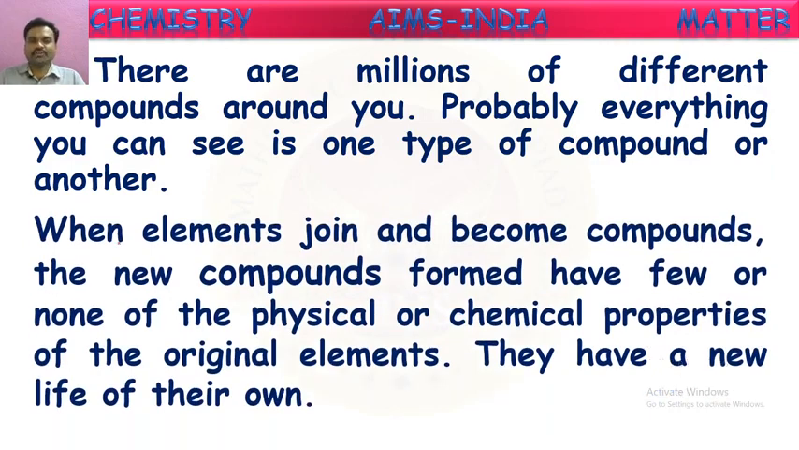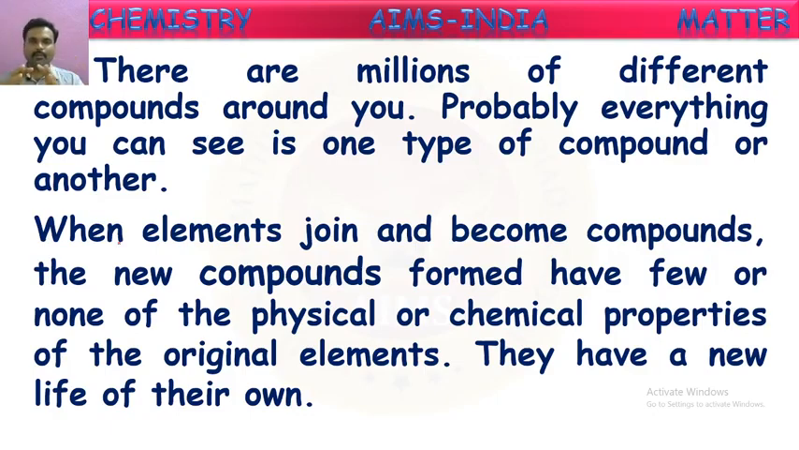When elements join and become compounds, the new compound formed has few or none of the physical or chemical properties of the original elements. They have a new life of their own. Suppose, for example, water is formed from hydrogen and oxygen. They are combined chemically to form water. Now the properties of water might be entirely different from the properties of hydrogen and oxygen.